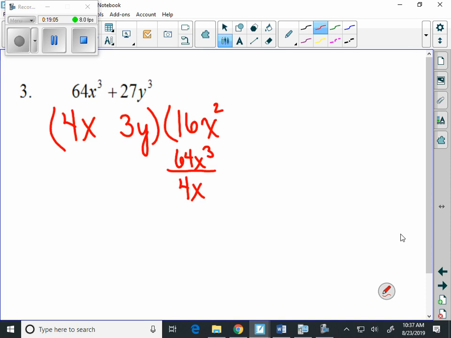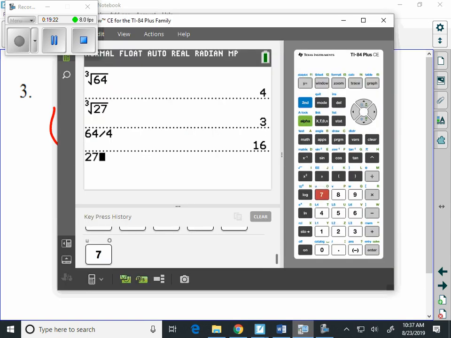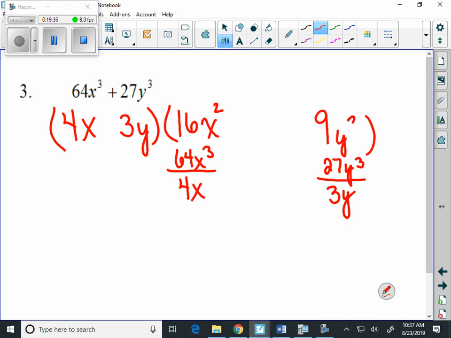To the far right, we can take our problem, which was 27y cubed. We're going to divide it by the second value in our little parentheses of 3y. And 27 divided by 3 is 9. Y cubed divided by y. We had 3 y's, we took out 1, we have 2.